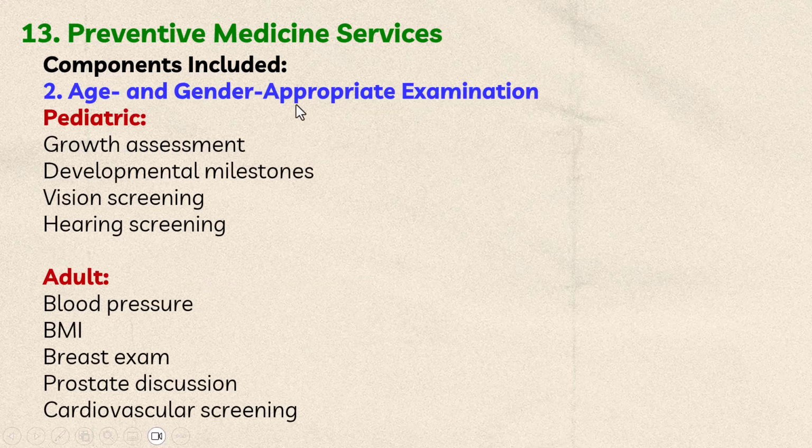Second, age and gender appropriate examination. In pediatric clients, growth assessment, developmental milestones, vision screening, and hearing screening. In adult clients, blood pressure, BMI, breast examination, prostate discussion, and cardiovascular screening.